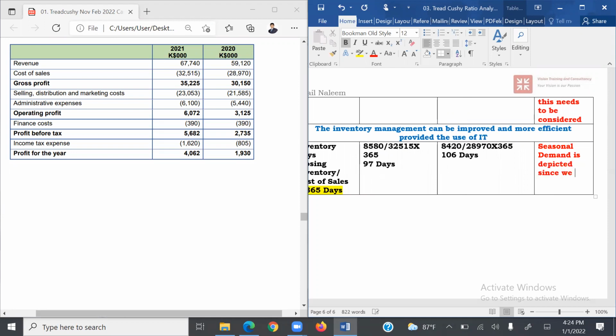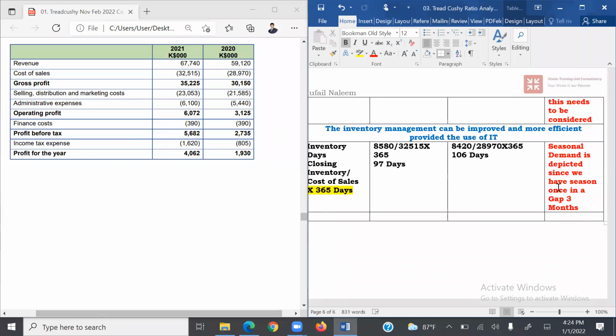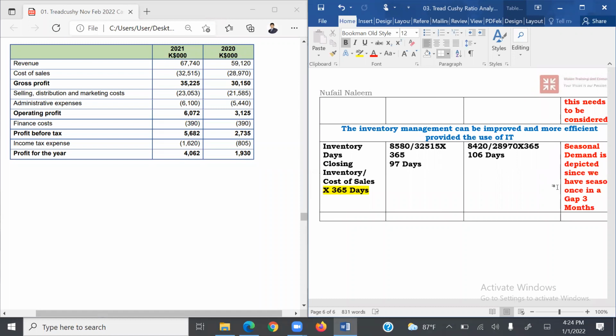Since we have seasons, once in a gap of 3 months. Once in a gap of how many months, students? 3 months. Students, now are you getting that understanding? Can I quickly get a Y in the chat box if you got that understanding, students? Because you see, we observed it very carefully. November, December, that time season is fast. Then you have off season also. But during off season, you need to keep it in the warehouse because you need to push that out when the season comes in. So that's good.